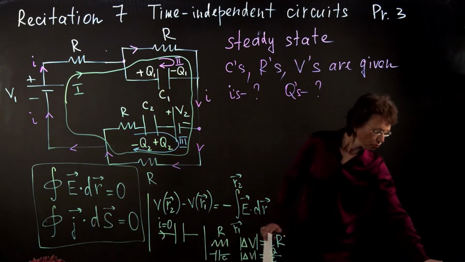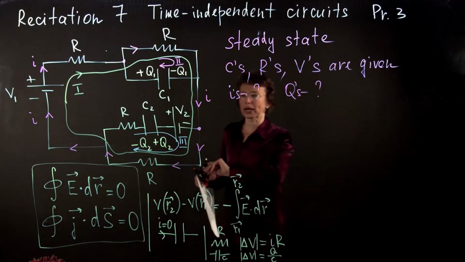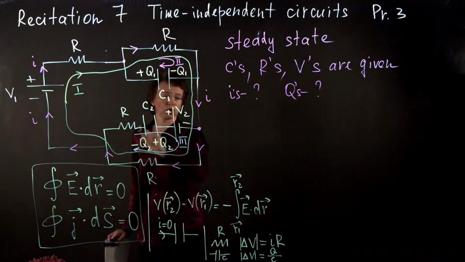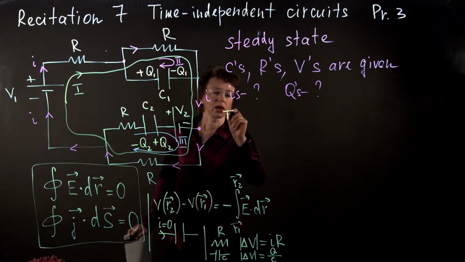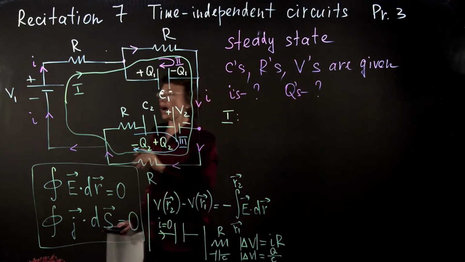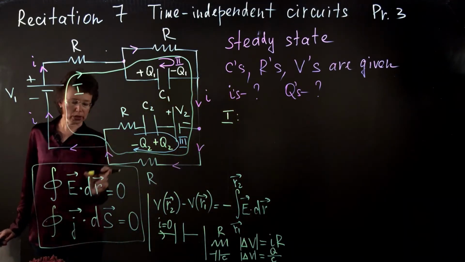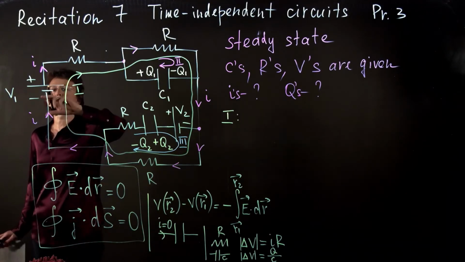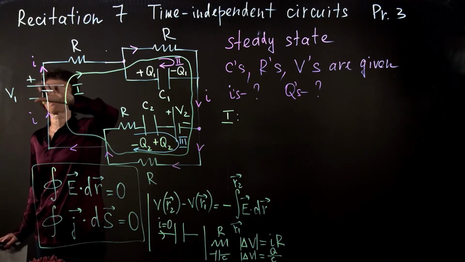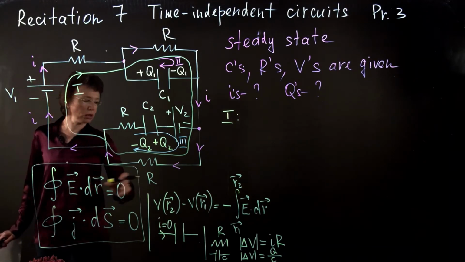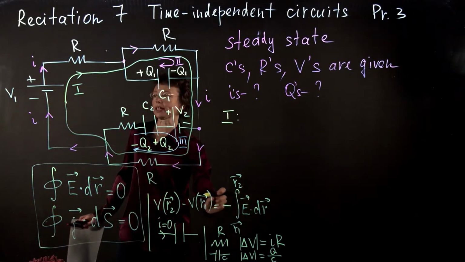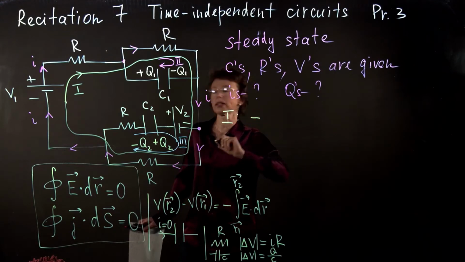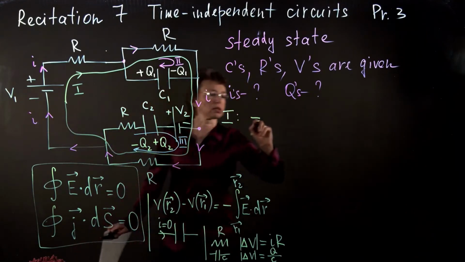Enough. Now we need to write E dot dr for each of these loops. Loop 1. I start with the battery. I will describe it in terms of electric field, E dot dr. So voltage change across this battery is positive, which means that E dot dr is negative. That's why I put minus. Magnitude is V1.